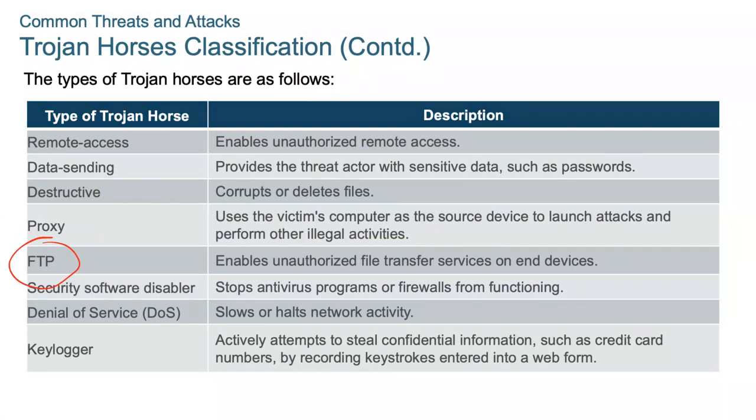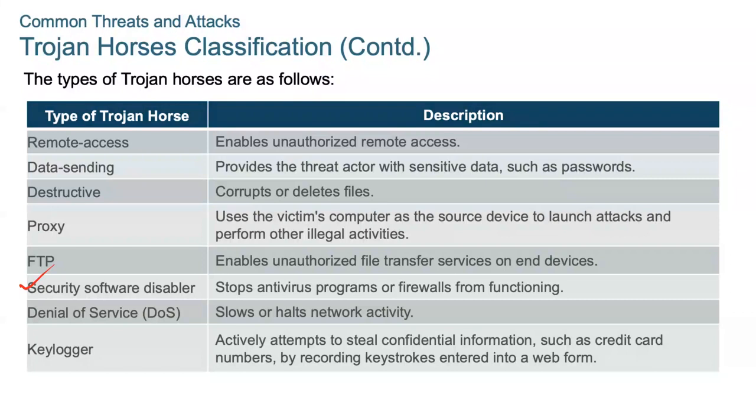And another type of Trojan horse is your FTP, that is file transfer protocol. So this protocol basically we use to upload or download huge amounts of data from the server. So if the attacker gets this service by using this Trojan horse malware, that enables unauthorized file transfer service on the end devices. So the end devices generally are with limited storage. So if a huge amount of unwanted or garbage data is uploaded onto the end device, then your device becomes hacked. So that is one kind of attack.